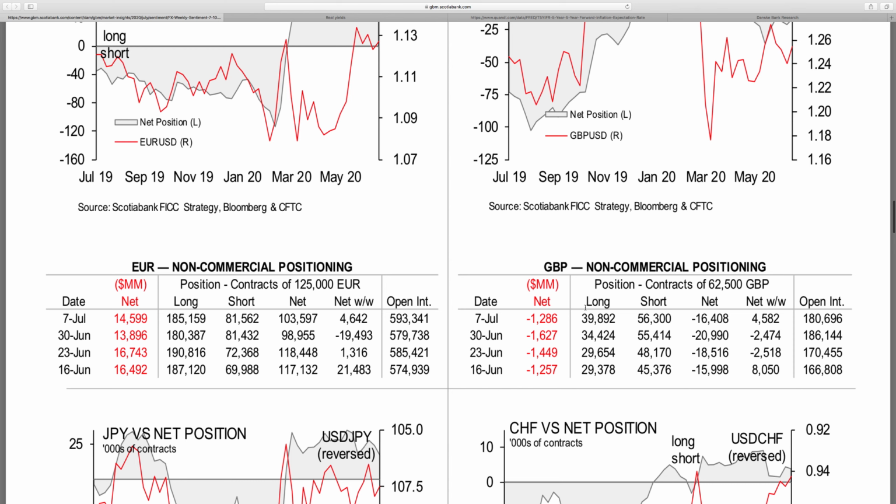Same thing with GBP. A bit of back and forward. The longs have been coming on and coming off. The only thing that's been consistent with GBP was the shorts. They are continuously adding. Open interest still quite strong. Same with euro. Open interest quite strong.